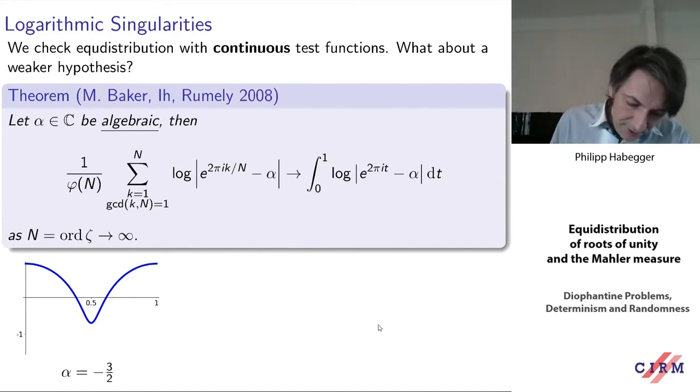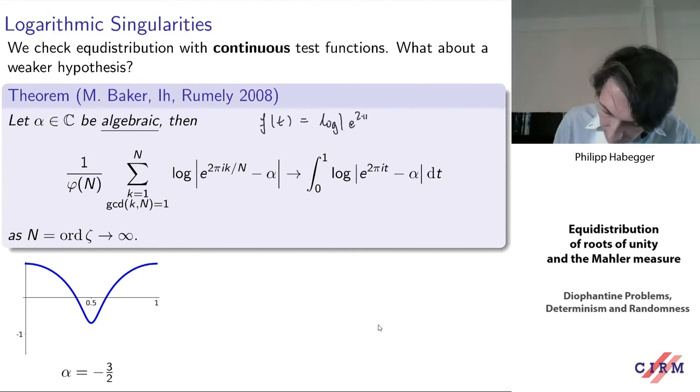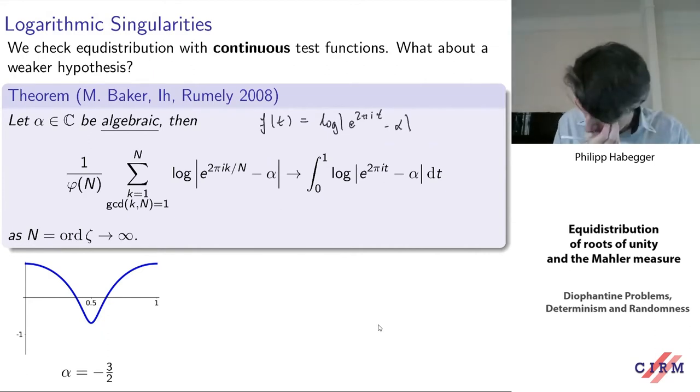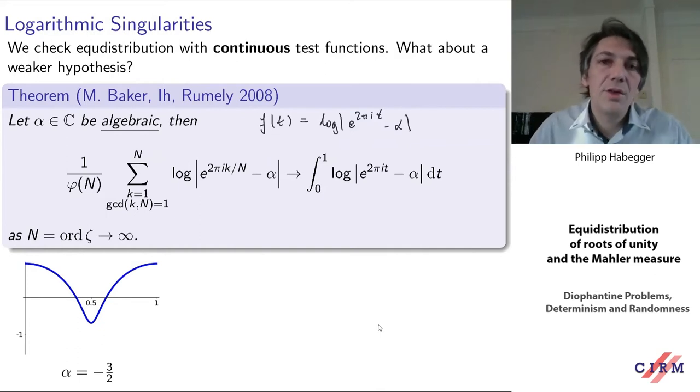So what they look at is they take an algebraic number alpha here, and the test function they have is of this nature. You take log of |e^(2 pi i t) minus alpha|. That's the test function. Now, depending on the value of alpha, this may or may not be continuous. It may not even be defined on the whole unit circle, because if alpha itself lies on the unit circle, you'll have log zero at one point, so you have a logarithmic singularity.